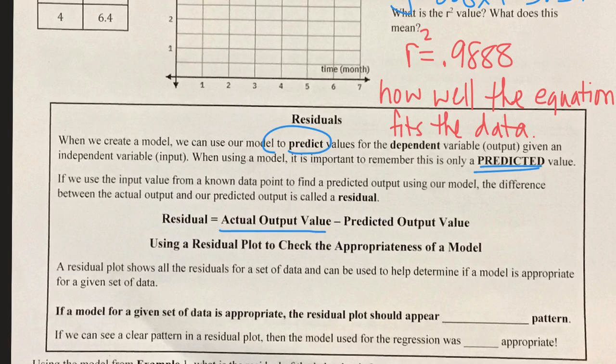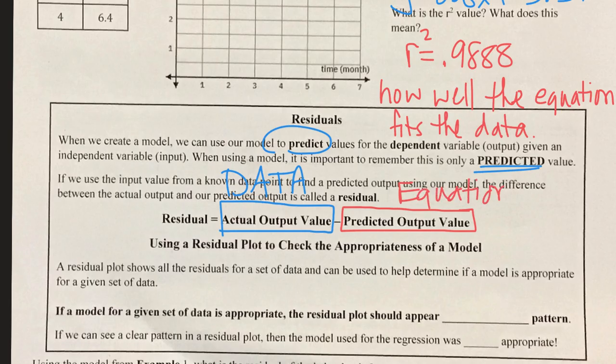The actual output value, this is your data point. Okay, this comes from your data in your table that you have gathered. Minus the predicted output value, this comes from your equation model. So if you do that subtraction, you can get positives and negatives. Okay, and that's perfectly okay to get a negative number. That means the data point was below the estimated point from your equation. Okay, so we can use that residual to check to see if our model was any good. Okay, is our model any good?